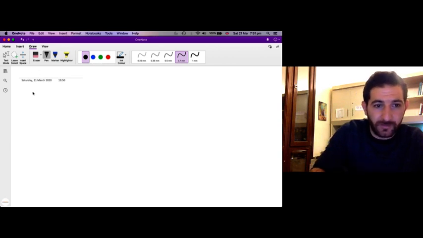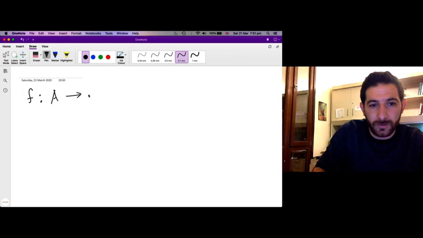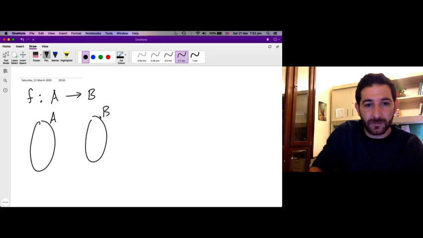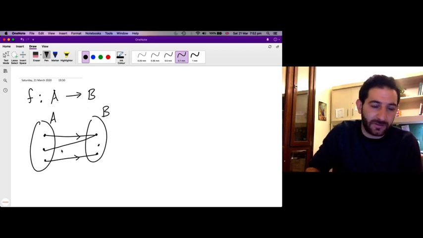Okay, so remember we have a function f from A to B. A is called the domain, B is called the codomain, and the symbol f is the name of the function. Remember what was the function? It was an assignment where for every element in A we assign exactly one element in B. See here. Okay, this is a function, right?